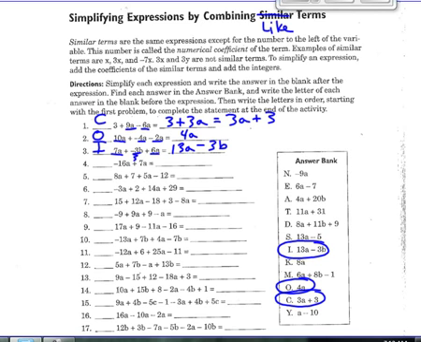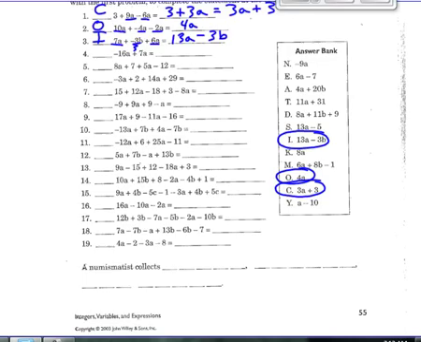And we're just going to continue going through finding these like terms, combining like terms, finding the answers in the answer bank. The answers can be repeated, so if you find another C, that's okay. If you find another answer of 4A, you can have O again. We're just answering the question that says a numismatist collects this. And so all the letters are going to be in here. We're just going to put the letters in order so that we come up with what a numismatist is collecting.